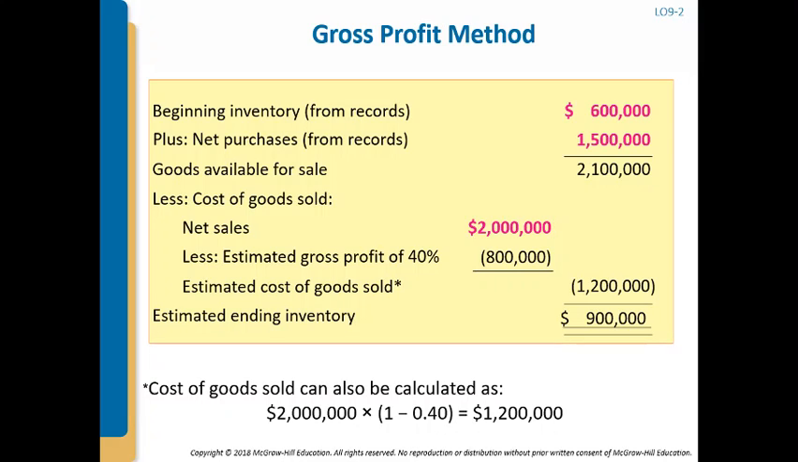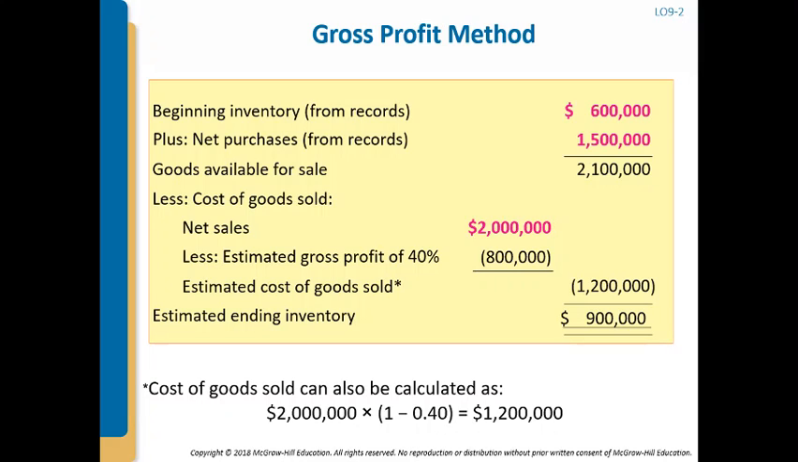So here we have an example of a company whose estimated gross profit historically is 40% of sales. And so they take net sales, 40% gross profit, you would simply multiply 2 million times 40%. And so you deduct that from the net sales to come up with estimated cost of goods sold.